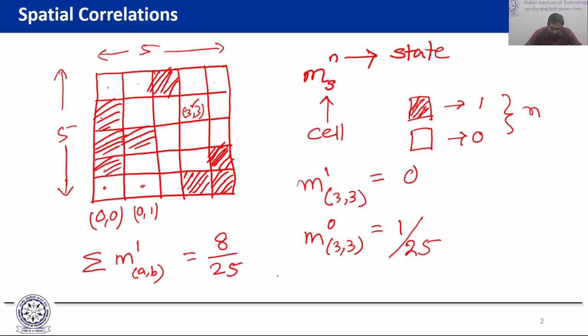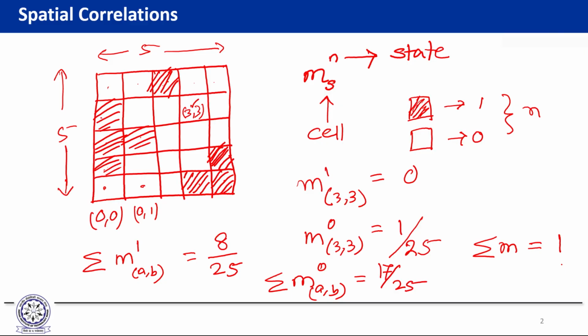And similarly, if I do the same thing for m0 a comma b, if I take the complete summation, this is going to be 17 over 25. And so the overall sum of the microstructure function is going to be 1, which is telling you that when you are looking at the probability of finding at least one state or other in the entirety of the microstructure, the probability is going to be 1.